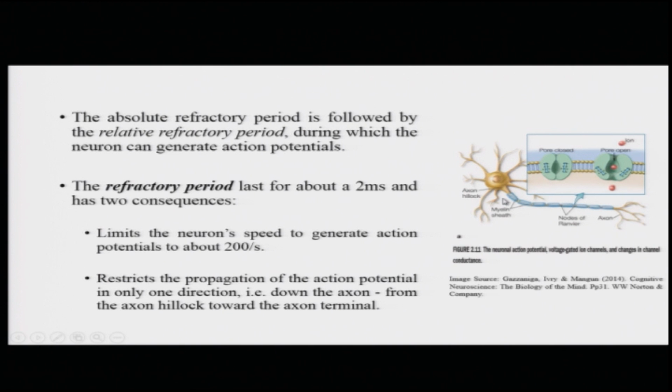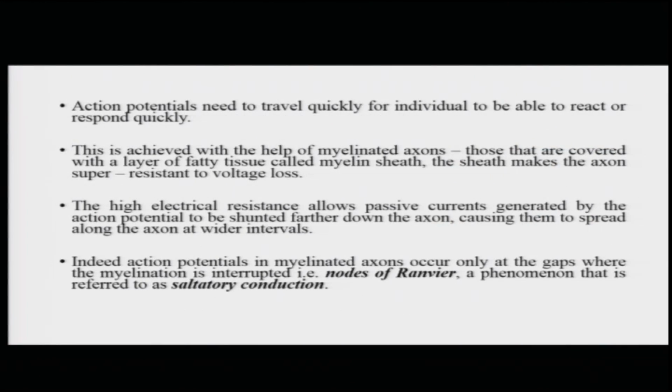So, this high electrical resistance that the myelin sheath provides means that once the current is generated at a point, let us say here, it travels a larger distance and reaches this point, and then another break, and then another break. So, the potential is regenerated only at these gaps in the myelin sheath, which are referred to as the nodes of Ranvier, as I was saying.